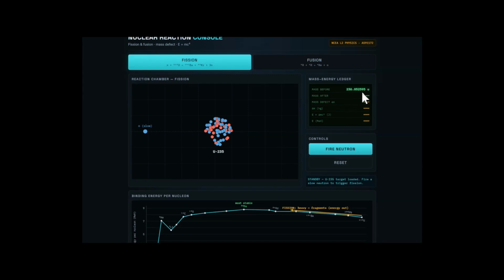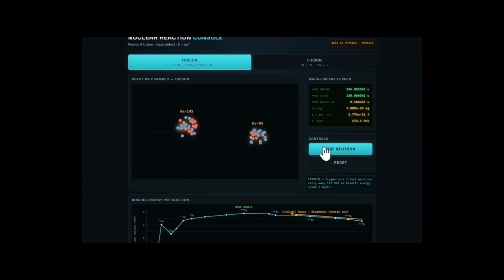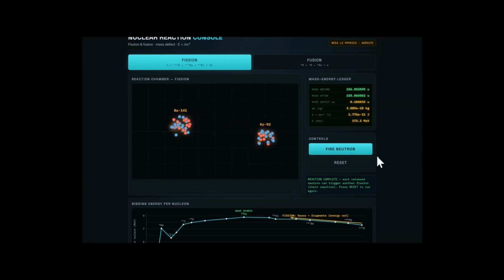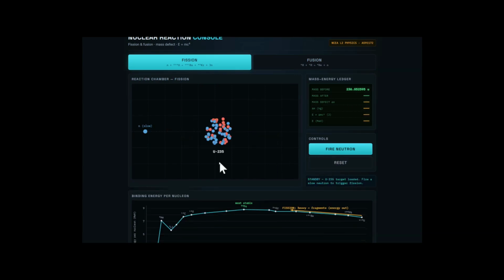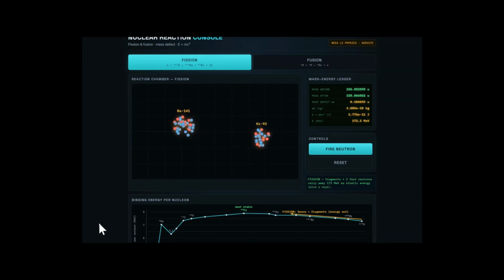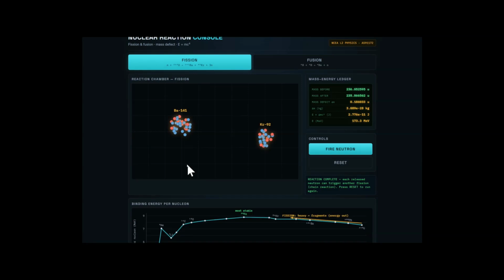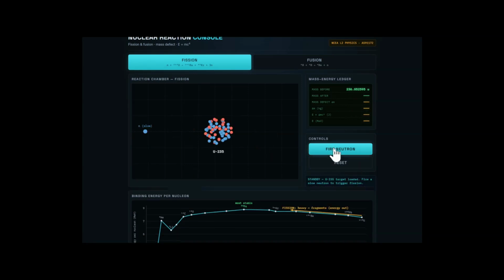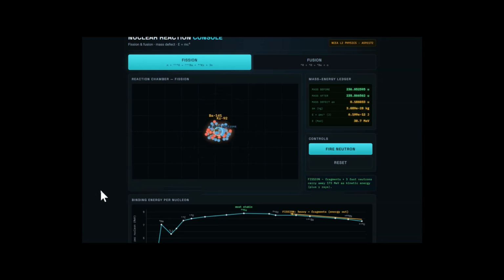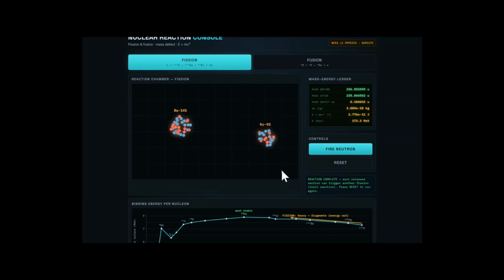So the mass before is really, really big. We're going to fire it. It's got a lot of energy now. It's going to be split. So let's reset that again. We fire the neutron. There's an imbalance of energy. It's split. There is a release of energy. But look what else is released. We put a neutron in, it's going to spit out 3 neutrons again.